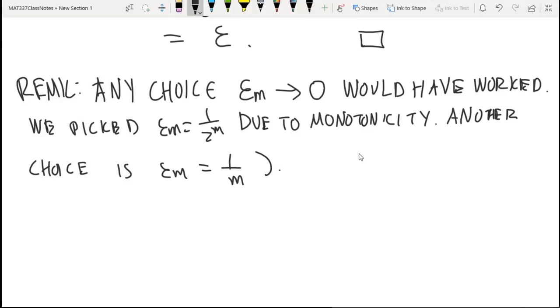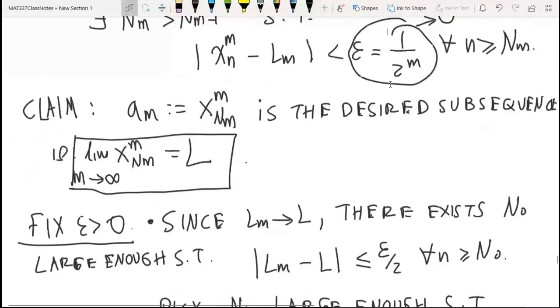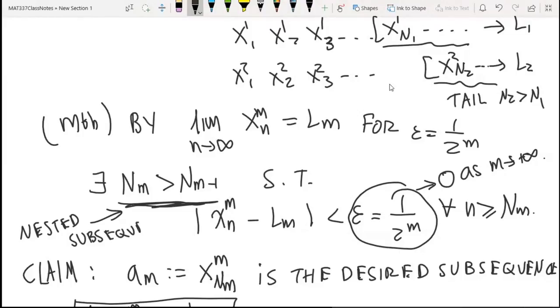To verify the sequence composed of the tails of the initial subsequences. Yeah, so Danny, that's a very good question, and this is very important. That's why we picked n_m to be bigger than n_{m-1}, to have nested subsequences. Danny, is that okay? Yeah. Could you please clarify what a_m is? I don't understand. Yeah, good.